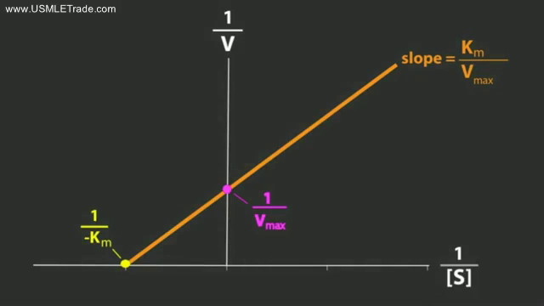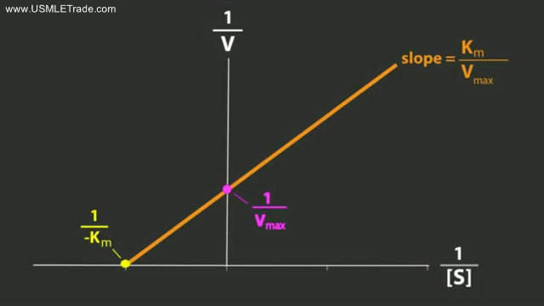So let's look at this in a different way. This is called a Lineweaver-Burk plot. It's the same data, but it's plotted on different axes. In a Lineweaver-Burk plot, the x-axis is 1 over S, 1 over the substrate concentration, and the y-axis is 1 over V, or 1 over the reaction velocity. What that does is straighten out the curve.